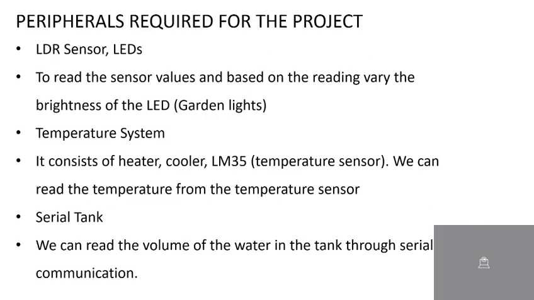Then the peripherals required for the project are as follows: LDR sensors and LEDs, to read the sensor values and, based on the reading, vary the brightness of the LED. We are representing the LED as garden lights. The temperature system consists of heater, cooler, and LM35. We can read the temperature from the temperature sensor. We can read the volume of the water in the tank through serial communication.